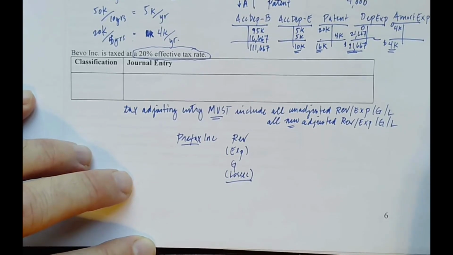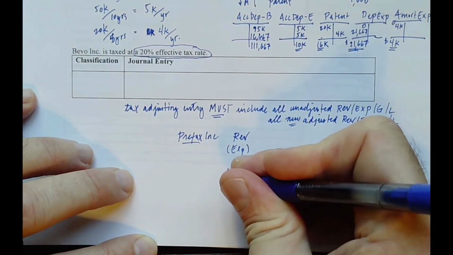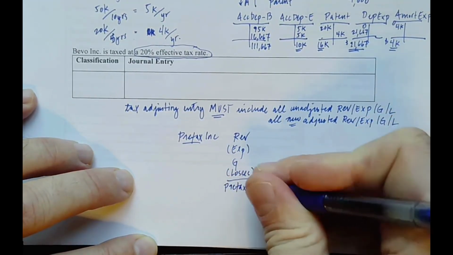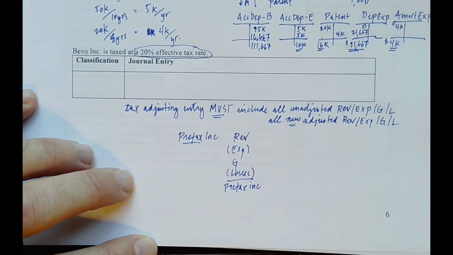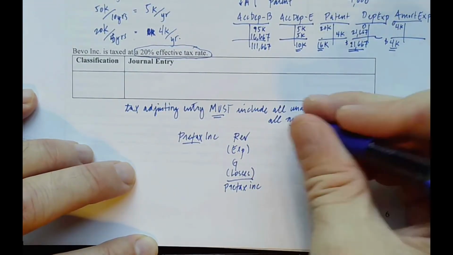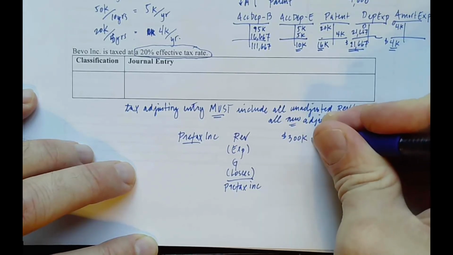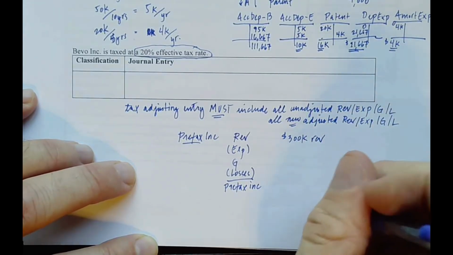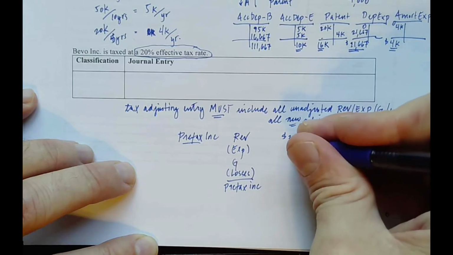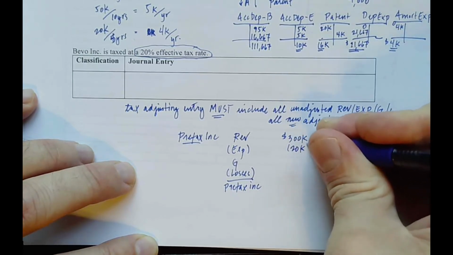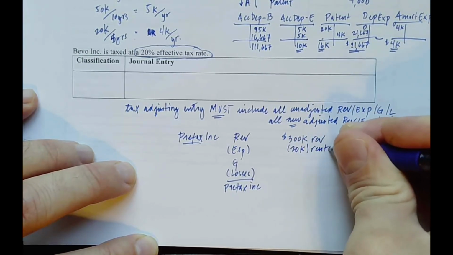So in this case, we're going to take that $300,000 of revenue from the unadjusted trial balance. We're going to take the $20,000 of rent expense from the unadjusted trial balance. We're going to take the $50,000 of salaries from the unadjusted trial balance.